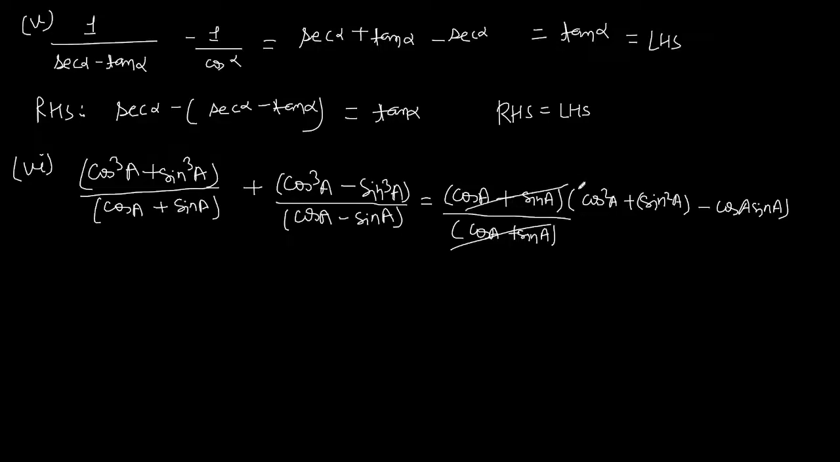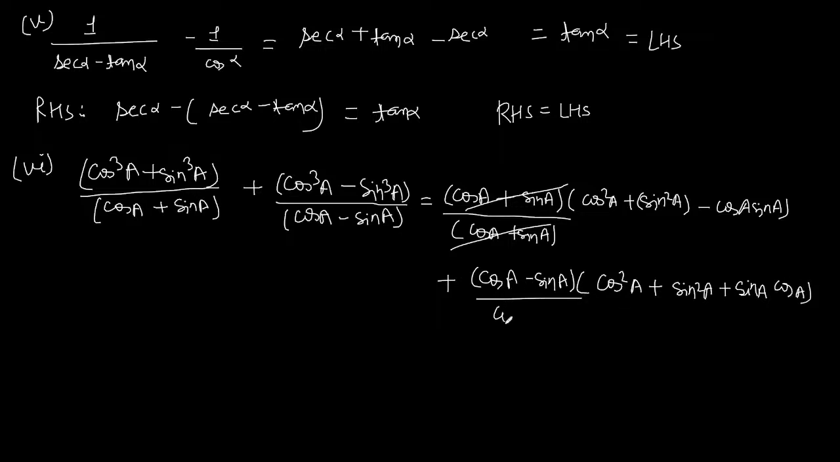This and this is getting cancelled, and the last one is what? A minus B into (A square plus B square plus AB) upon A minus B.